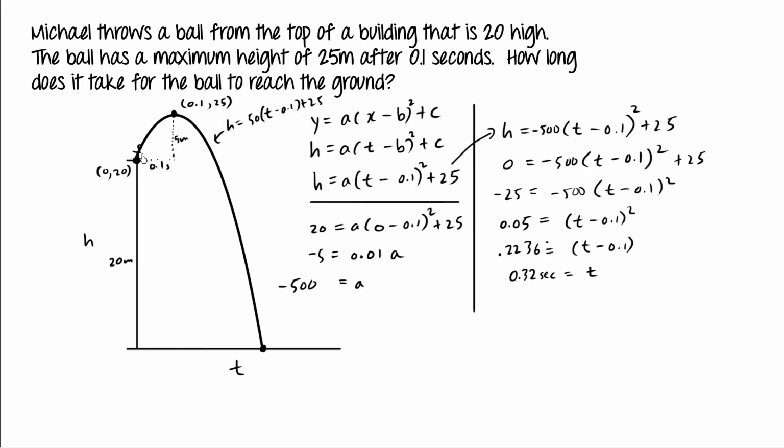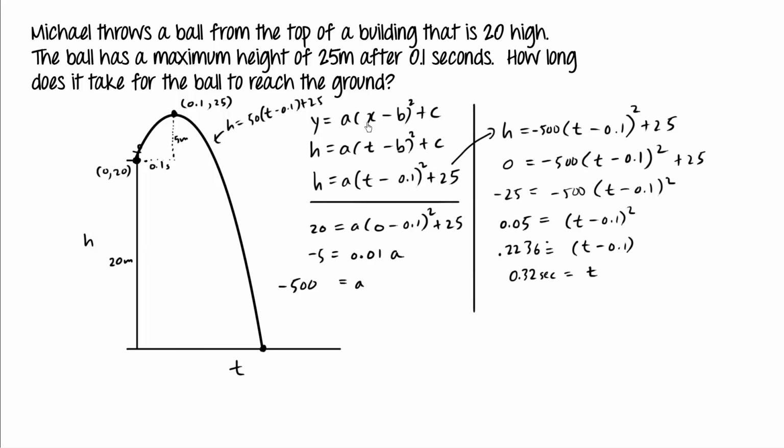We begin by drawing a picture of Michael on a building 20 meters tall, throwing the ball. Now, the maximum height you can think of as an upside down parabola. The maximum height occurs 0.1 seconds later. So there's your vertex, 0.1 as the x coordinate, or your t coordinate. And the y value, or the h value, is going to be 5 meters up, which is 25. 20 plus 5 is 25.